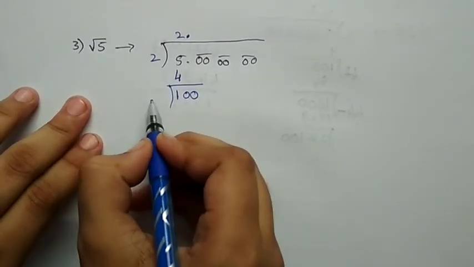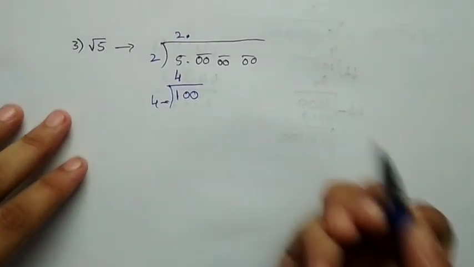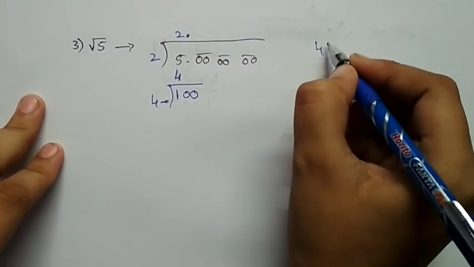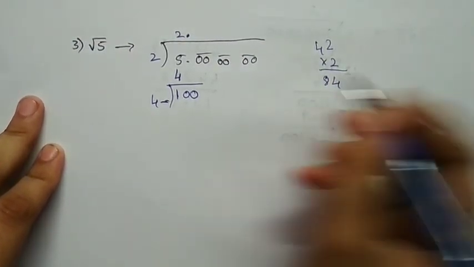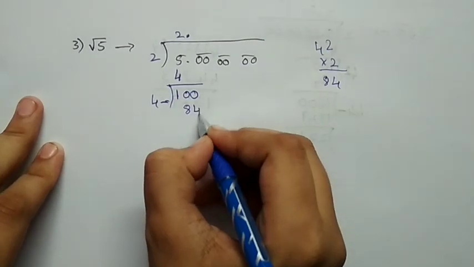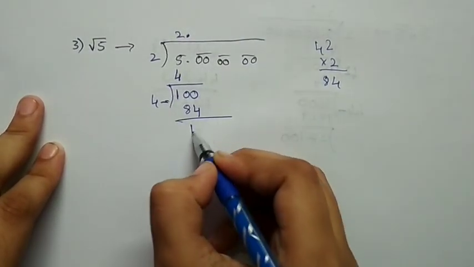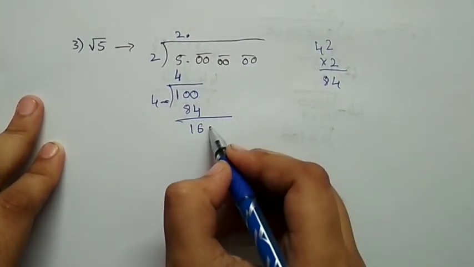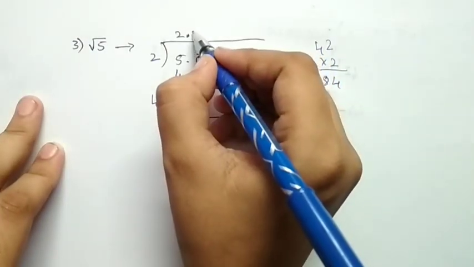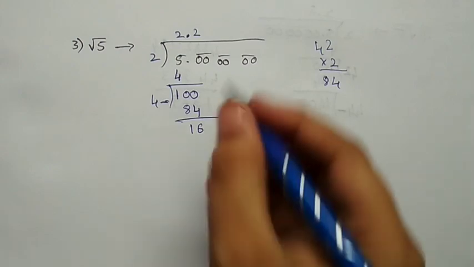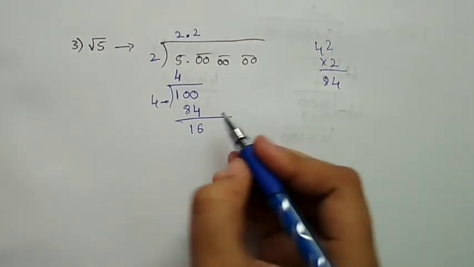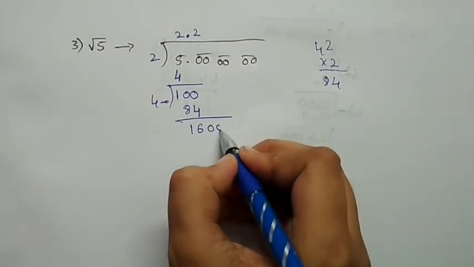Double of 2 is 4 and a number. So I can take 42 into 2, that is 84. I can take 84 here. Sorry, here I get a 2. Now subtraction, I get 16 and bring down a set of zeros.